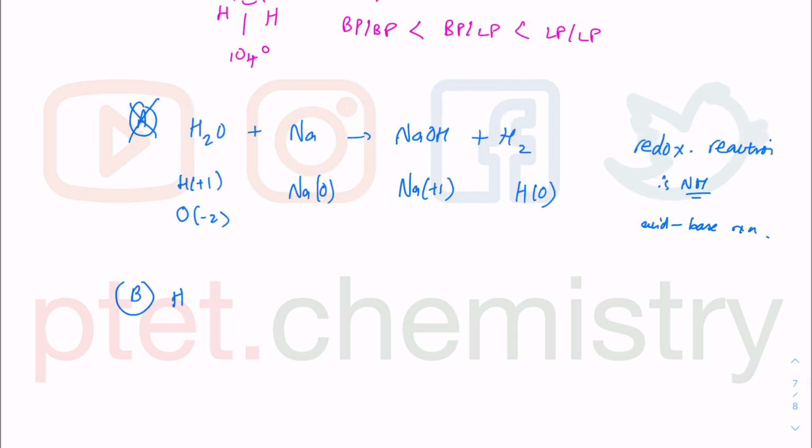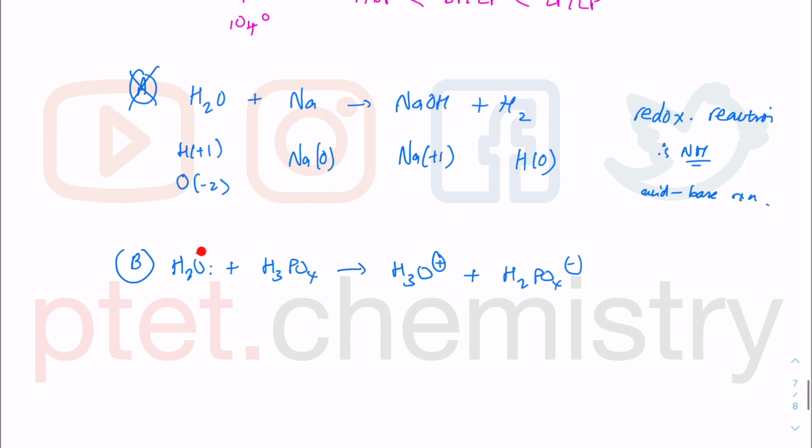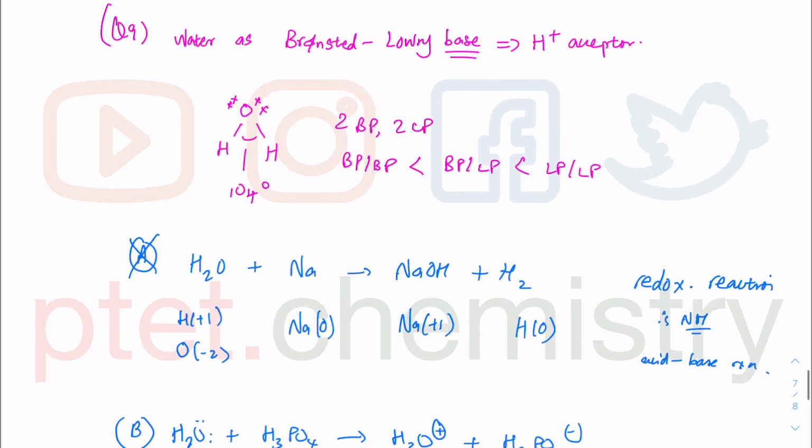B involves H2O plus H3PO4, giving you H3O plus and H2PO4 minus. You can hopefully see here that the water has used one of its 2 lone pairs to take up the H plus. When you use one of them to form a dative covalent bond, you still have 1 lone pair, but now you have a positive charge.